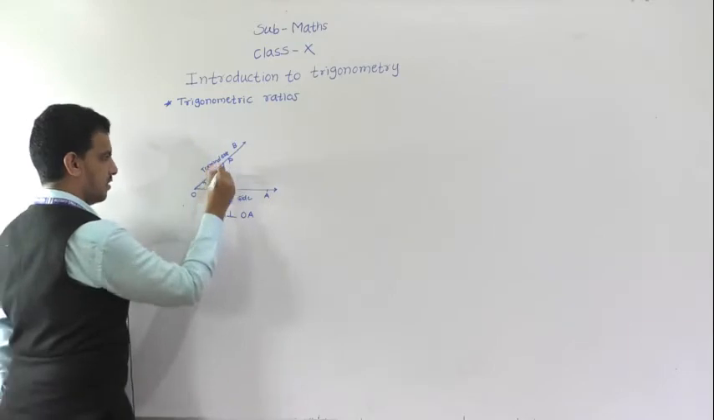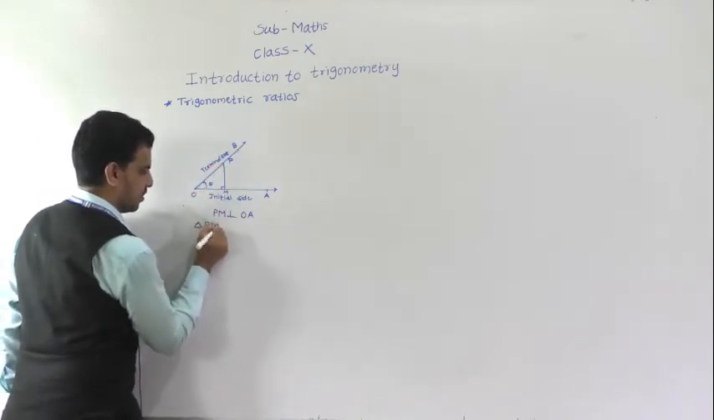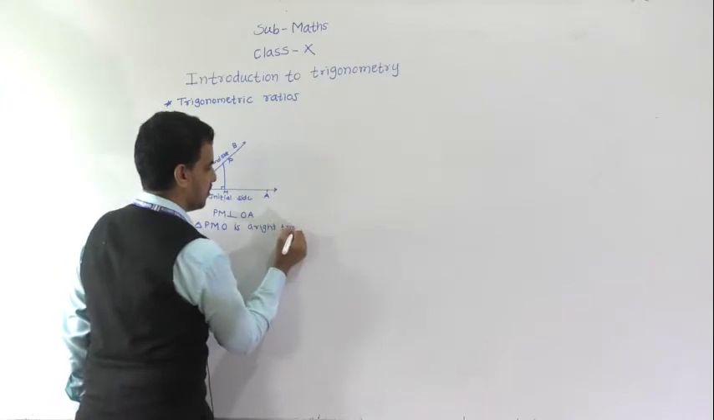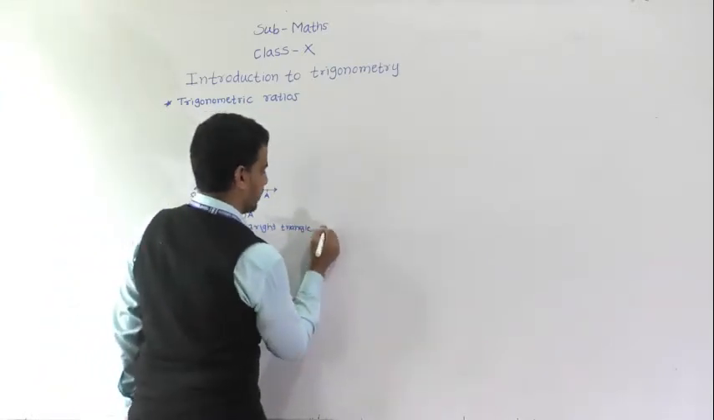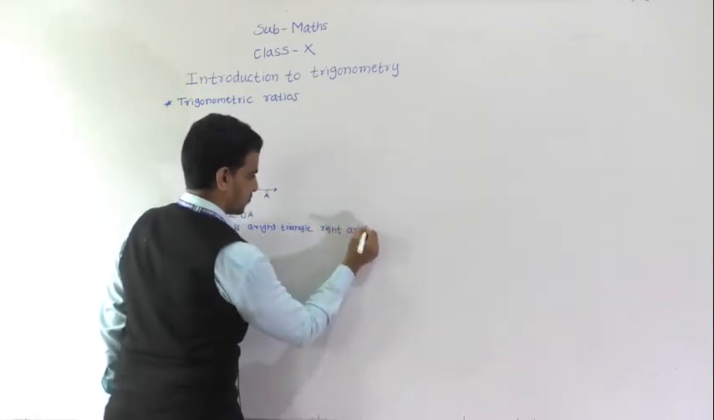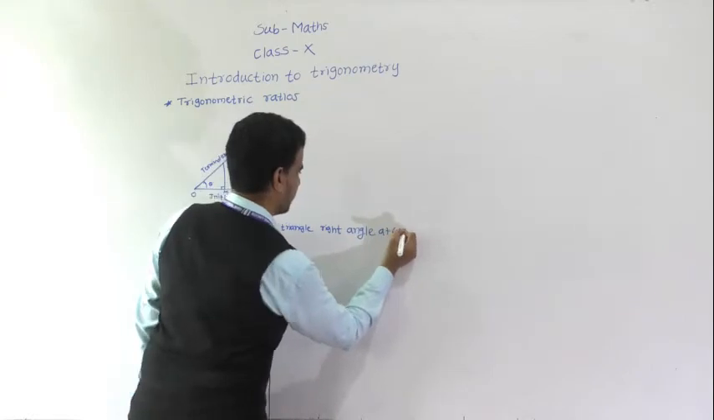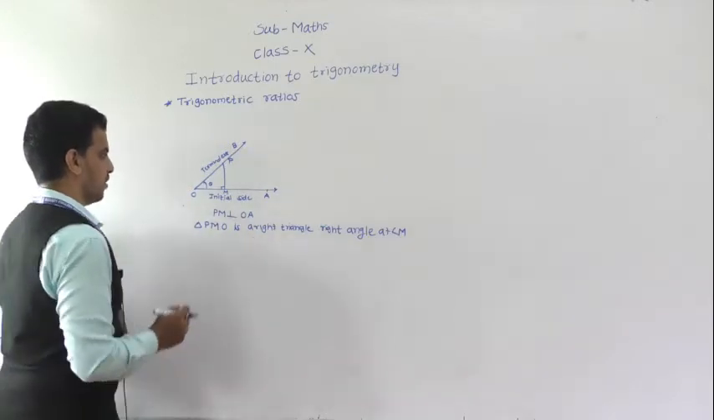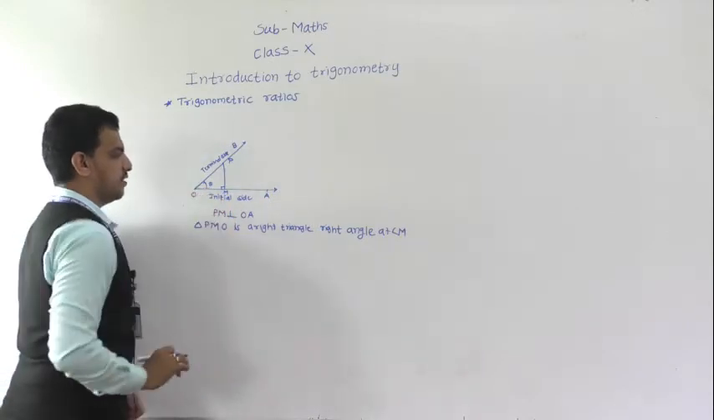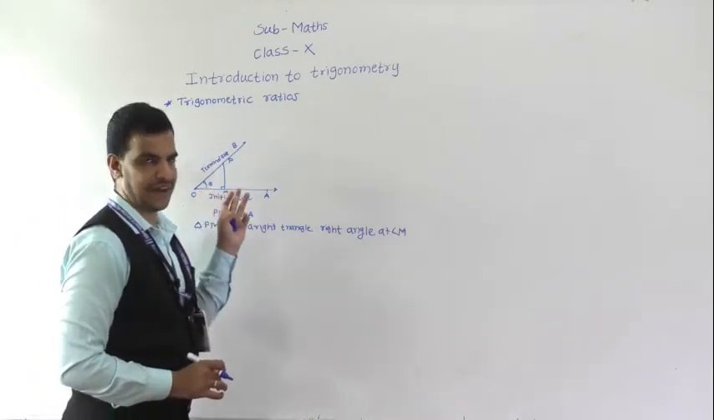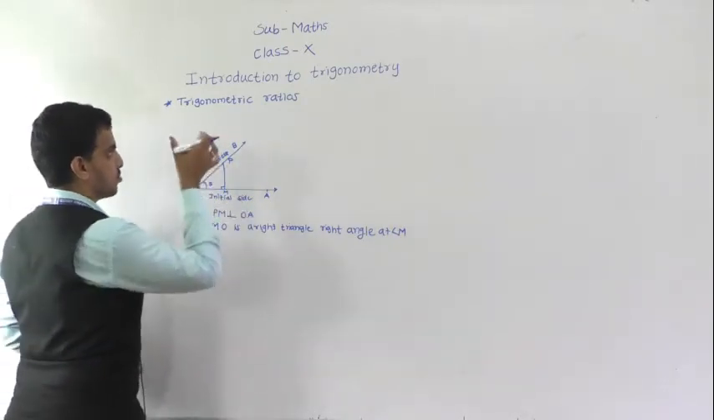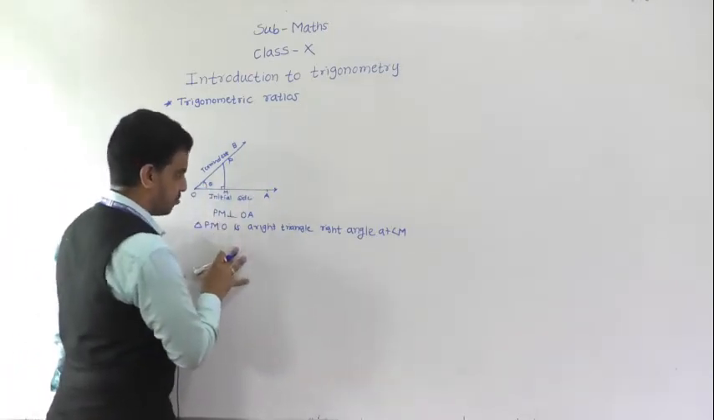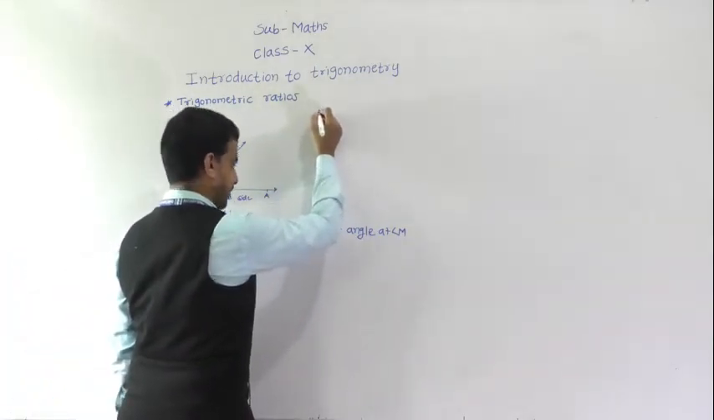So now we get triangle PMO, a right angle triangle, or right triangle, right angle at M. Now we have to define trigonometric ratios to find angles or sides. That is the main purpose of trigonometry. If some of the sides are given, we have to find the other sides by using trigonometric ratios. So now we have to define trigonometric ratios.